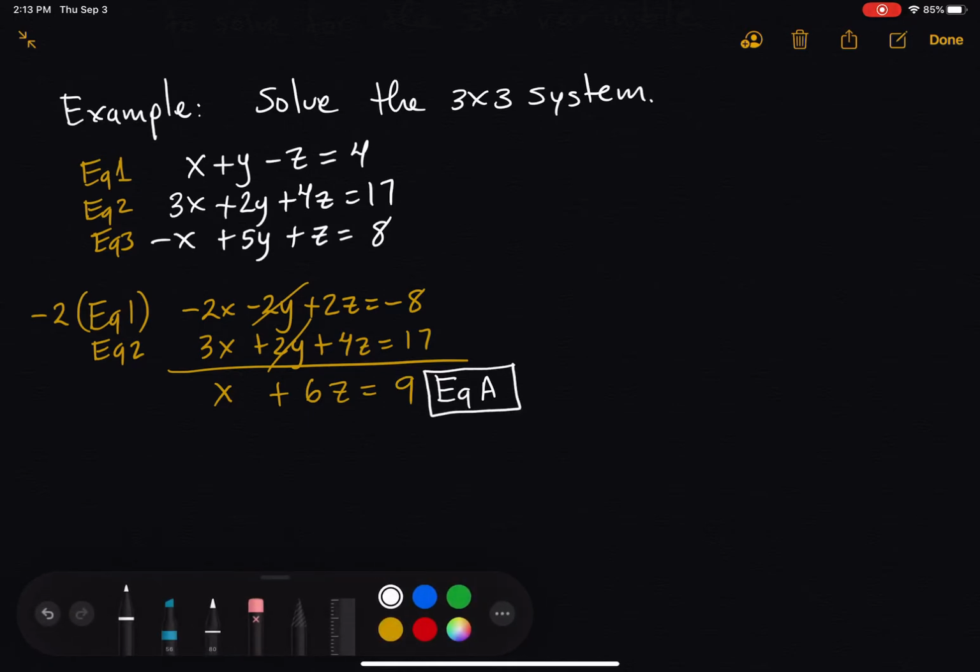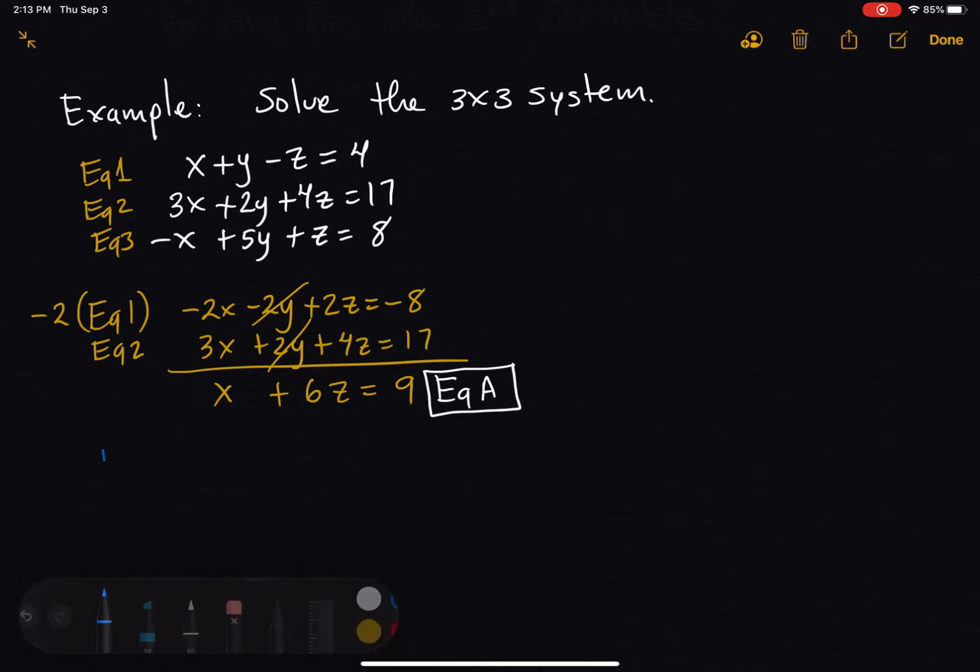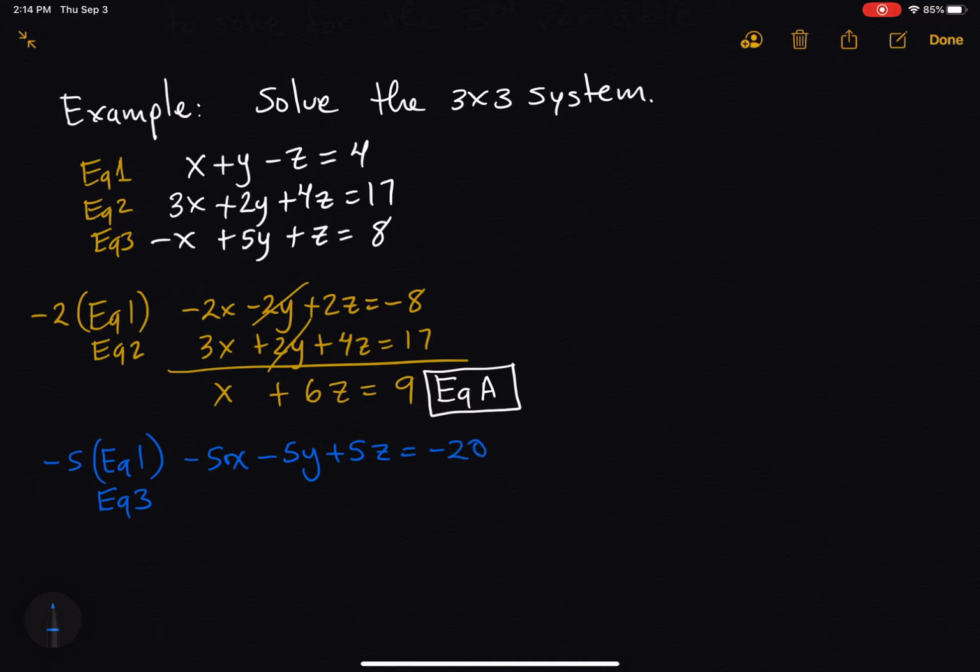And I'm going to choose two different equations and eliminate the same variable. This is key. We have to eliminate the same variable as step 1. So I'm going to eliminate y using two different equations. So we could use 1 and 3 or 2 and 3. So I'm going to use equation 1 and equation 3, and I'm going to try to eliminate the y. I'll get that done by multiplying everything in equation 1 by negative 5. So it'll be negative 5x minus 5y plus 5z equals negative 20. Bring down equation 3 as it is. We don't need to multiply it by anything.